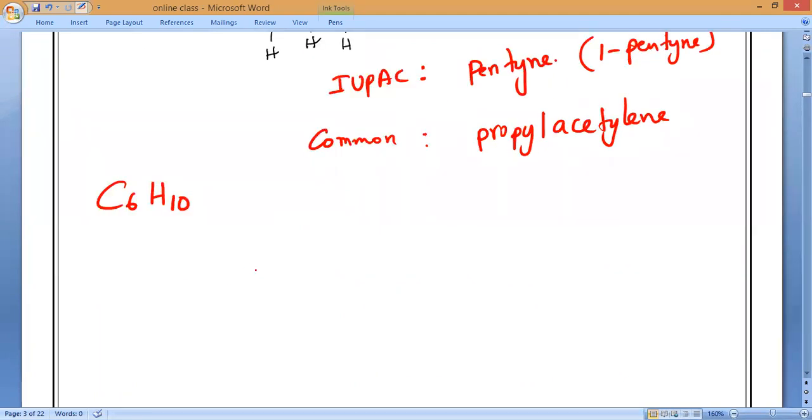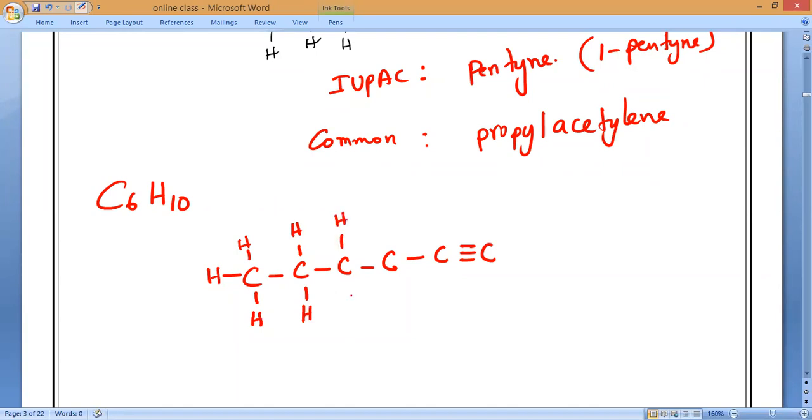So what is the skeletal structure, everybody? C single bond, C single bond, C single bond, C triple bond, C. Everybody make it fast. Tell me what will come. All of you, fast. First one, how many hydrogens? 3 hydrogens. Second one, 2 hydrogens. Third one, 2 hydrogens. The fourth one also, 2 hydrogens. It is actually an NCERT book question.